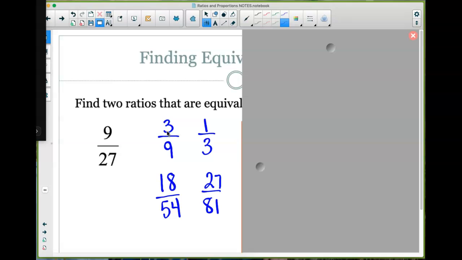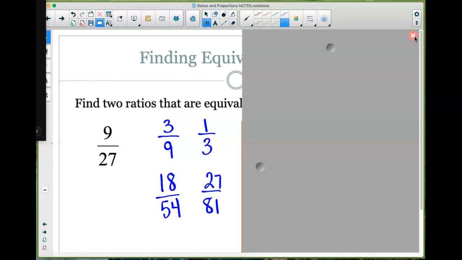Okay, so pretty quickly we were able to get 4 different ratios. On your homework, you're just gonna need to give me 2. Okay, so the way we got these, to get from 9 to 27 to 3 to 9, I think you just divided by 3. Okay, you could divide by 9 to get to 1 to 3. Some people multiplied by 2 to get 18 over 54, and multiplied by 3 to get 27 over 81.